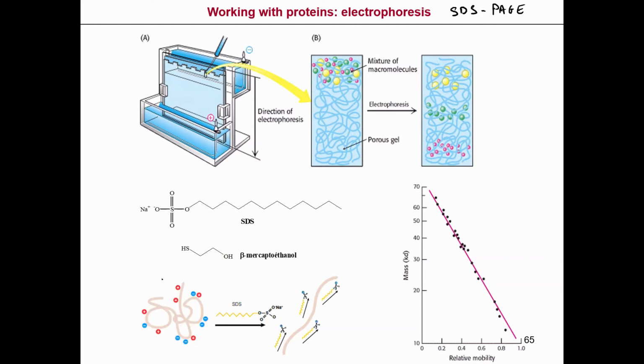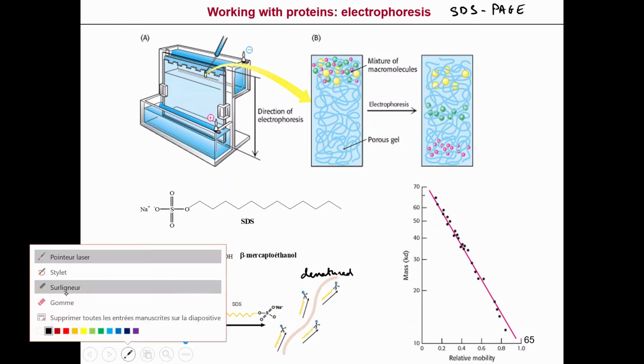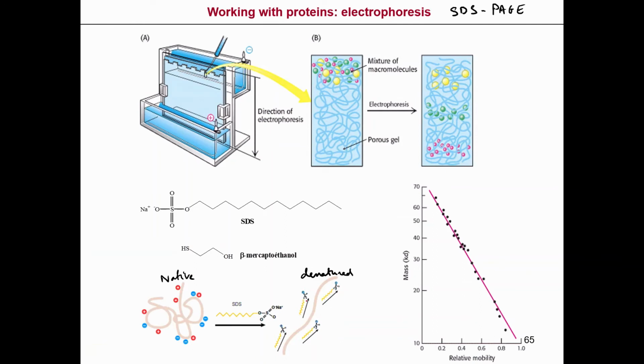So you have here the native protein. When you add SDS, you will obtain the denatured proteins. And because you have a negatively charged SDS, all your proteins will be negative. So here you have your proteins, we don't know the charge, but at the end you have something negative.